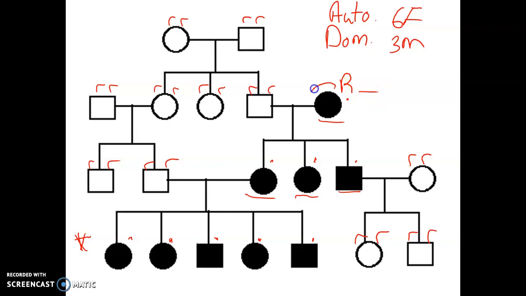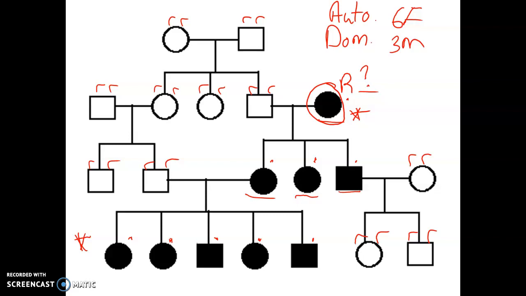Now this female right here, she's marrying into the family. I see she's giving it to all 3 of her children below, but that doesn't tell me what her second allele is. I would need to know what her mom and dad are. So even though I know she's affected, I'm still going to put a question mark on her second allele possibility. Yes, she has 3 kids affected. Yes, she could be big R, but I can't say that for sure.